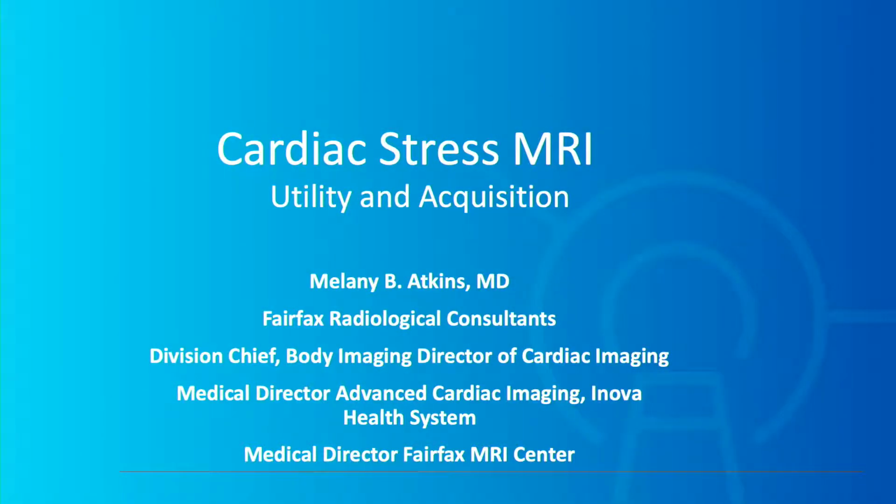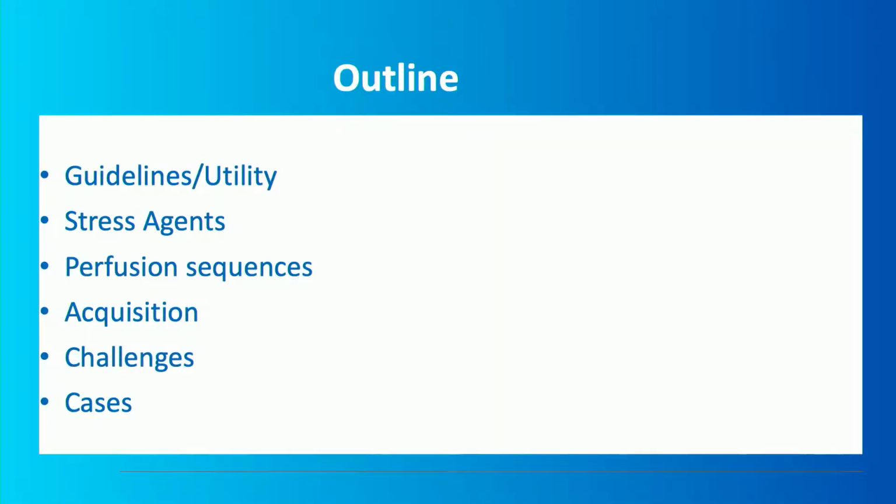All right, for the next 30 minutes or so, we're going to talk about stress MRI. So we'll first discuss the guidelines and utility of stress cardiac MRI, discuss a little bit of the stress agents. We're going to spend most of the time talking about perfusion sequences as opposed to dobutamine stress wall imaging, and then acquisition, some of the challenges we face with stress cardiac MR, and then we'll go through some cases at the end.